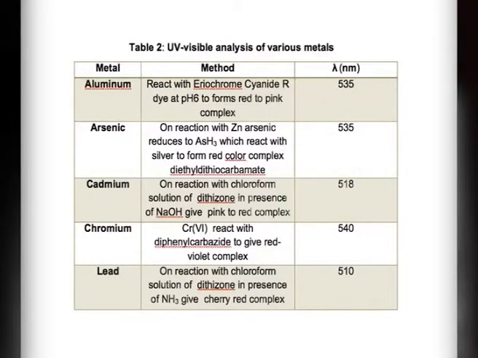In Table 2, UV visible analysis of various metals shows that aluminium reacts with Eriochrome Cyanine R dye at pH 6 to form a red to pink complex. This complex shows a lambda max at 535 nanometers. Arsenic, on reaction with zinc, reduces to arsenic hydride, which reacts with silver diethyldithiocarbamate to form a red colour complex. This absorbs at the lambda max value of 535 nanometers.